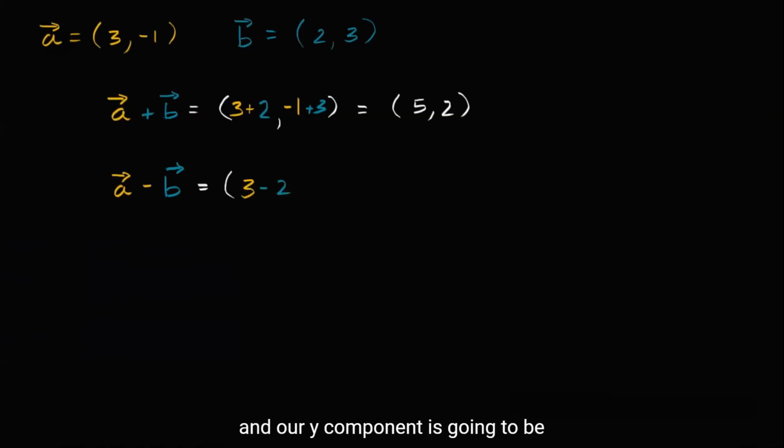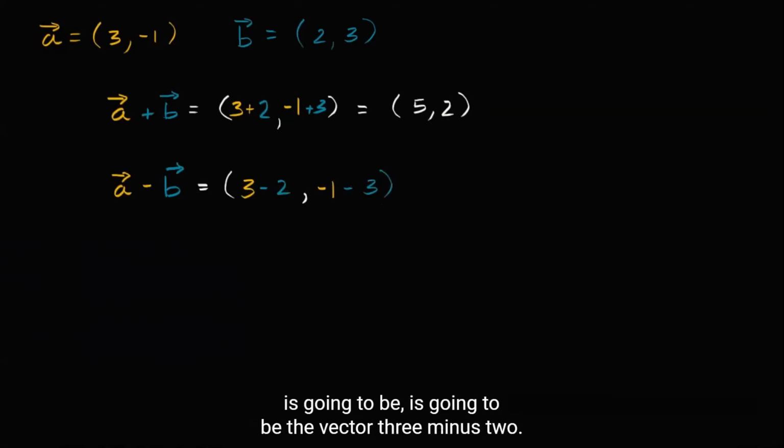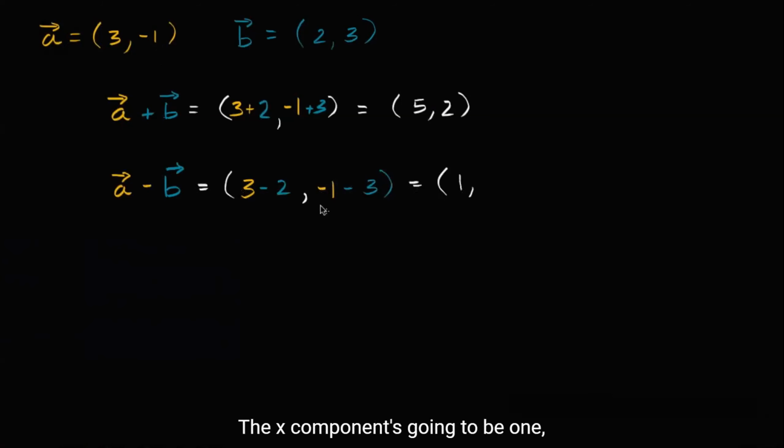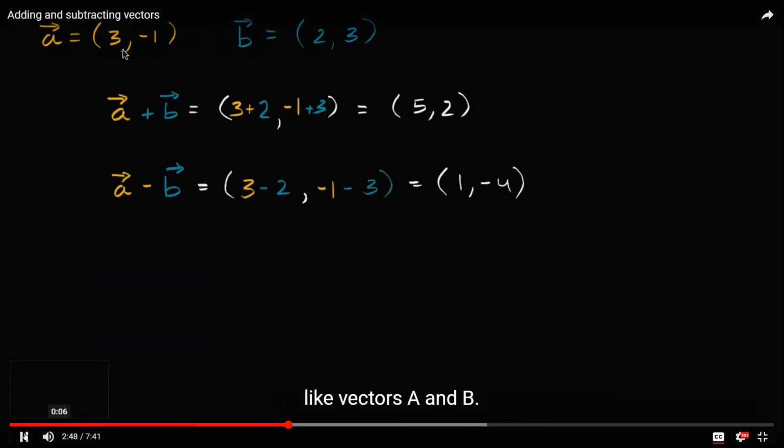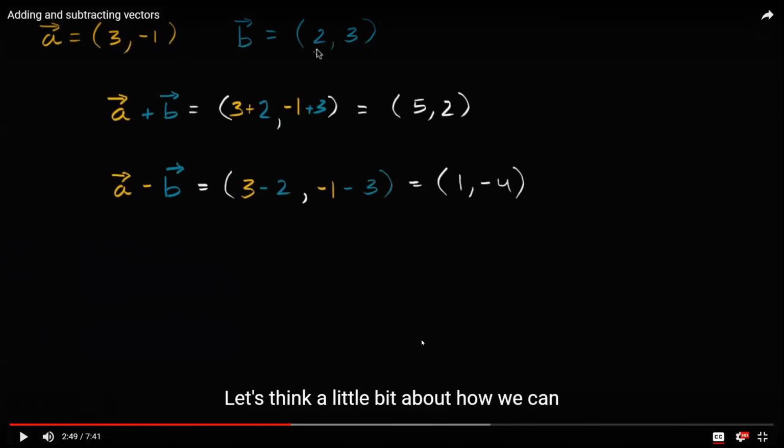And our y component is going to be the y component of A, -1, minus the y component of B. So -3. And so the resulting vector is going to be the vector 3 minus 2, the x component is going to be 1, and then the y component -1 minus 3 is -4. Now what I just showed you, this is the convention for adding and subtracting two-dimensional vectors like vectors A and B.